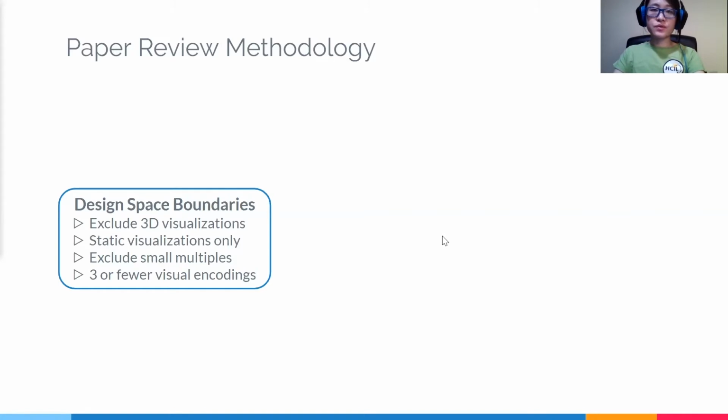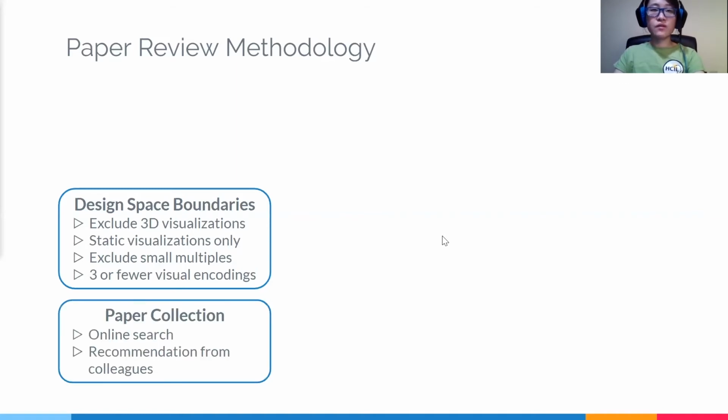We also exclude small multiples because it would be unfair to compare a single visualization with multiple visualizations. And we also don't know which one of the multiple views is the main factor influencing users' visual perception and task performance. We only focus on visualization designs with 3 or fewer visual encodings, since we find that the majority of existing papers only studied visualizations with 3 encodings or less.